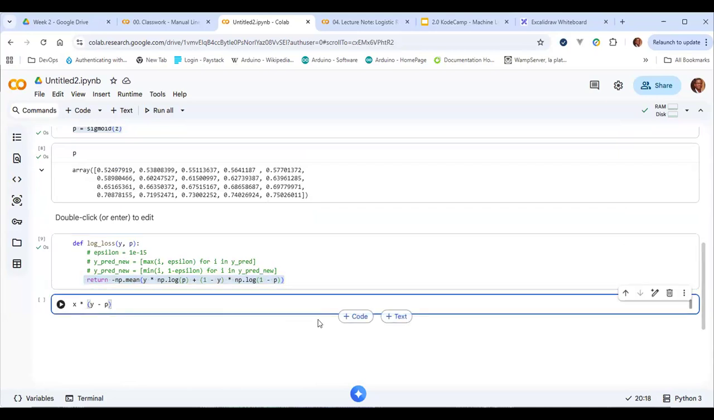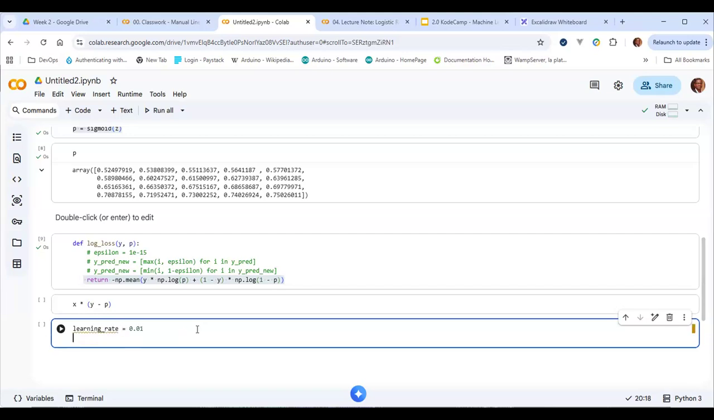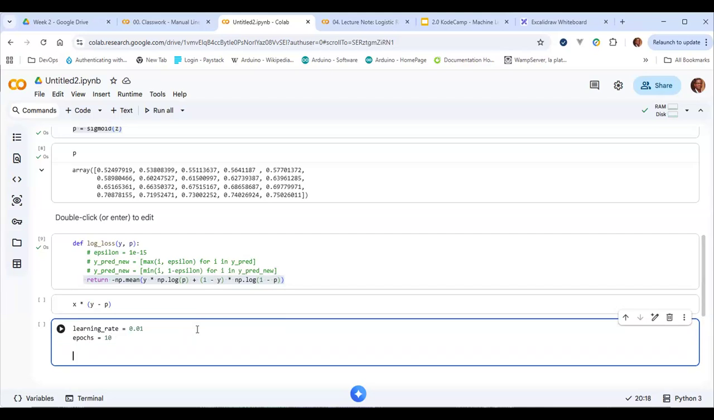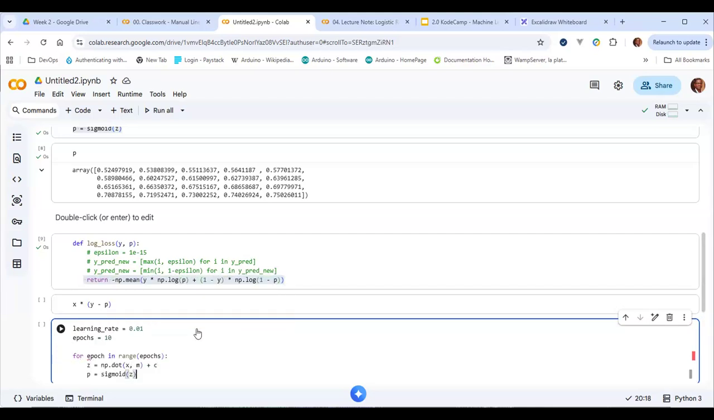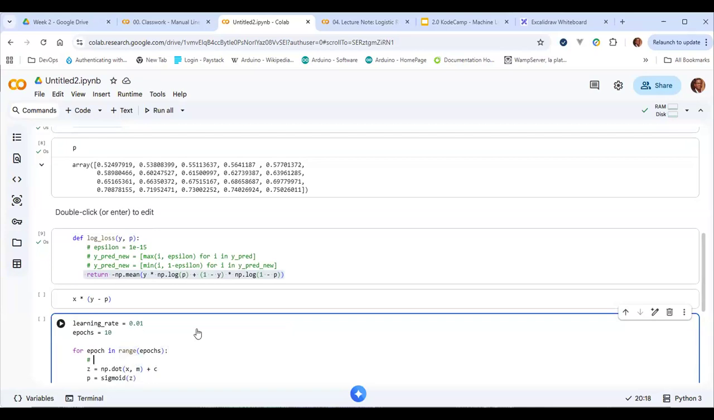So we can still do the same training loop. Everything else is the same. You can specify your learning rate, right? You can specify your epochs, maybe 10 epochs, and we can just start and say for epoch in epochs, okay? You first of all do your Z. So we see the two steps here for you to calculate the prediction.